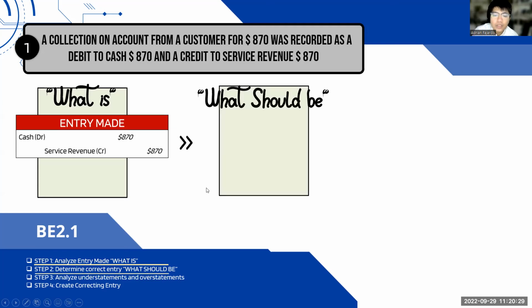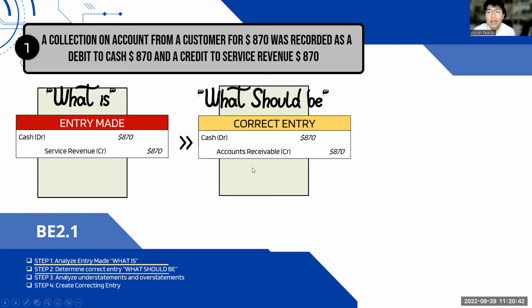Next is, we have to determine the correct entry or what should be, right? So from what is, to what should be. And what should be is that a collection on account from a customer of 870 should be debit cash of 870, credit accounts receivable of 870, right? So this is the incorrect entry, what is. The correct entry, what should be, is debit cash 870, credit accounts receivable.